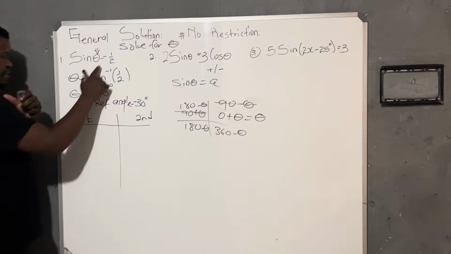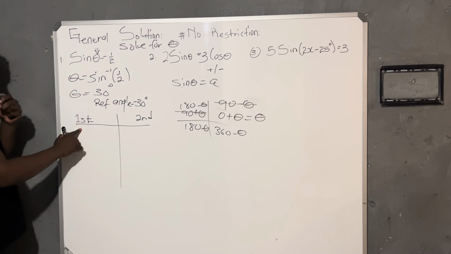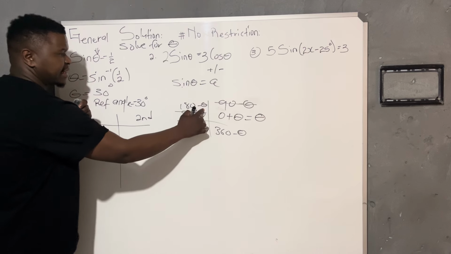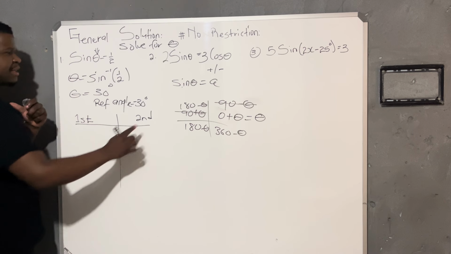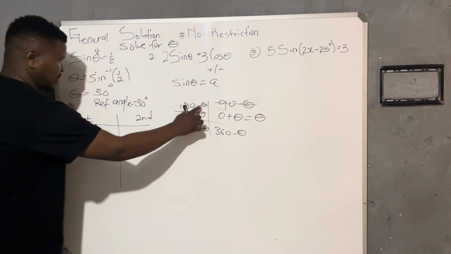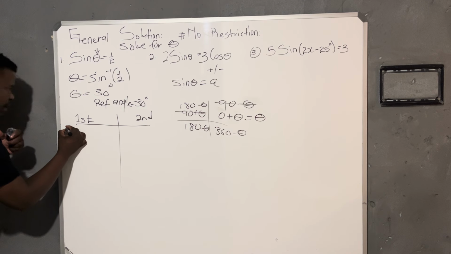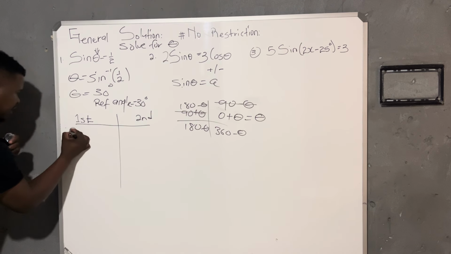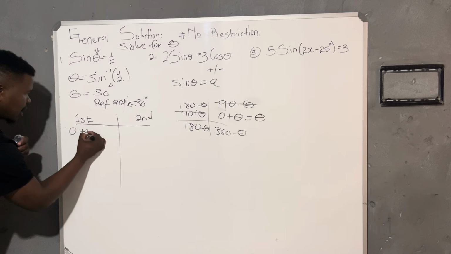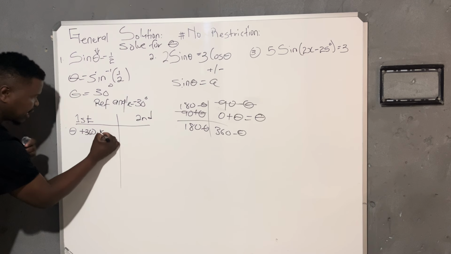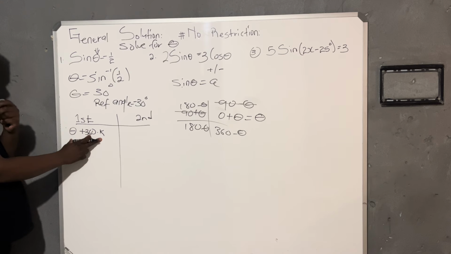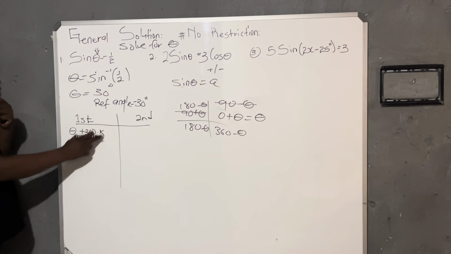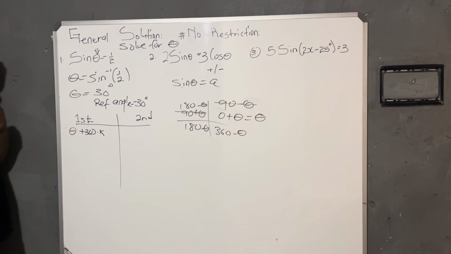Sine is positive in the first quadrant. And in the first quadrant, we only have 180 minus theta. Understand one thing. In this case, when we say 180 minus theta, basically we are saying, so the first quadrant is this. We are going to say theta plus 360 times k. This is the notation or the format that you must forever use if you are talking general solution.